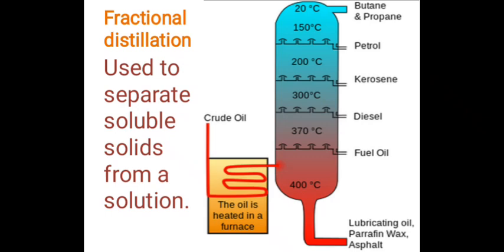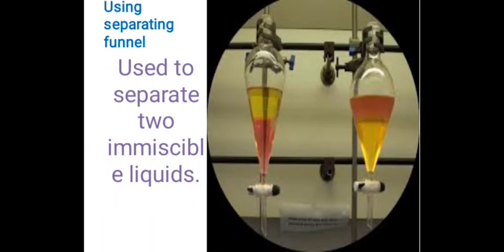Fractional distillation is used to separate a soluble solid from a solution. When you need a solid that is soluble, that dissolves in the solvent, you use fractional distillation. Now, you use a separating funnel to separate two immiscible liquids, two liquids that cannot mix together, like kerosene and water. You use a separating funnel to separate such liquids.